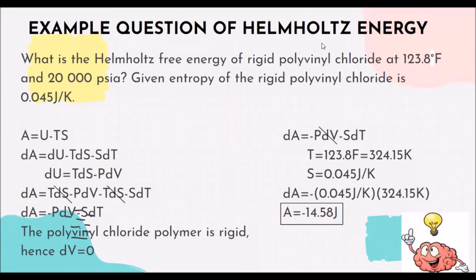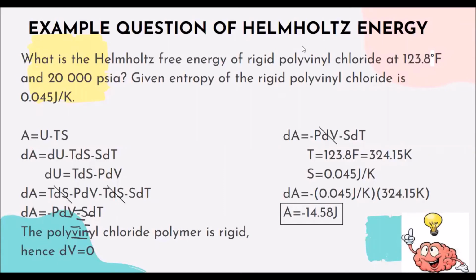Thank you, Zafira, for the wonderful presentation earlier. So now we'll proceed with the example question on Helmholtz free energy. First, let's read through the question. It says here: what is the Helmholtz free energy of rigid polyvinyl chloride at 123.8 degrees Fahrenheit and at 20,000 psia? So we are given temperature and pressure. Also, the given entropy of the rigid polyvinyl chloride is 0.045 joule per Kelvin.